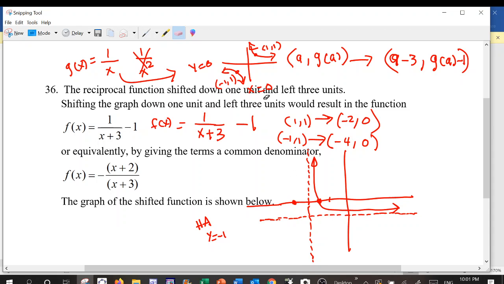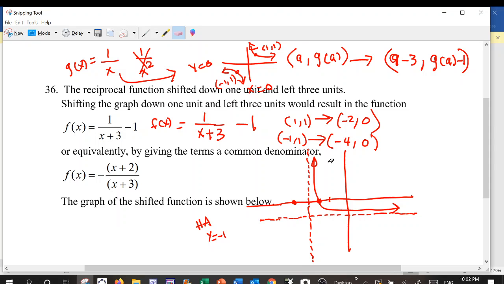So negative 1, negative 4, and then negative 1, 1 is going to go to negative 1, 0. Okay, so it goes there. 1, negative 1, negative 2, negative 3, and negative 4. So we subtract from x, and then subtract 1 from y, we got negative 4, 0.